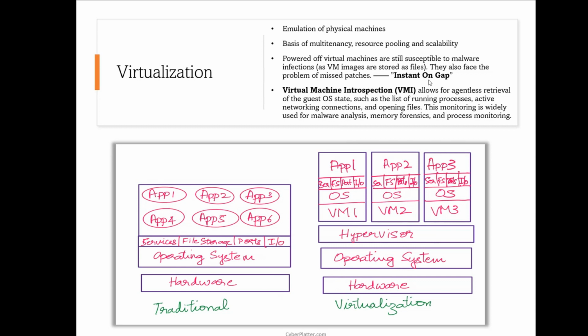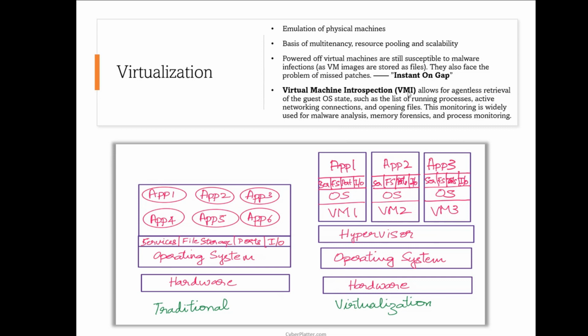Means when you switch on a server which has been turned off for a long time, it is very vulnerable because it has missed a lot of patches and updates, and it is not currently very secure. Another problem with virtualization is powered up virtual machines are still susceptible to malware infections, because when a virtual machine is turned off, it is stored as a virtual image, and these virtual images are nothing but files. So it is still susceptible to malware infection.